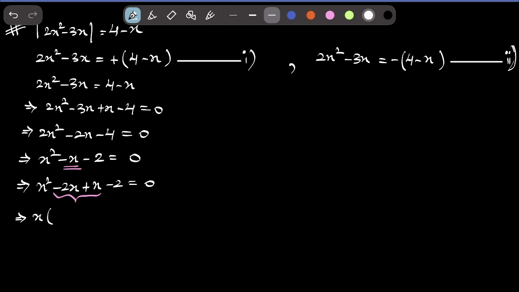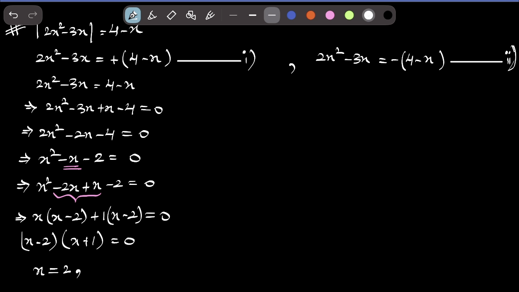I will take out x common. It is going to give me x minus 2 plus 1 common. I am again getting x minus 2. Two factors are common. So I will solve it like this. So I'm getting two answers. One is x is equals to 2 and the other one is x is equals to -1. So these are the two possible answers, right?